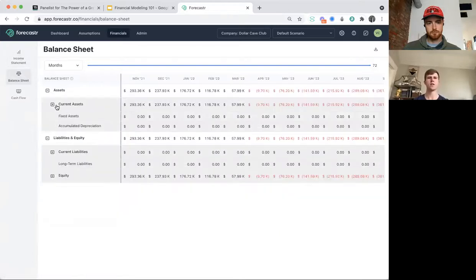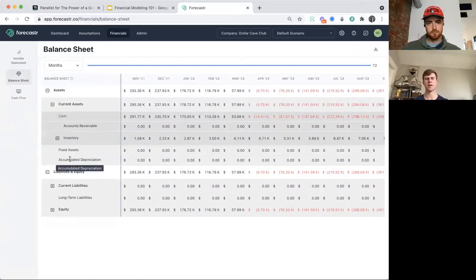Now, if we look at the balance sheet, though, this poses a problem because we're not profitable. We've got about $300,000 of cash right now, but we're going to burn through that cash and we're eventually going to run out of money. So it looks like in April, we're going to end up going negative on cash.